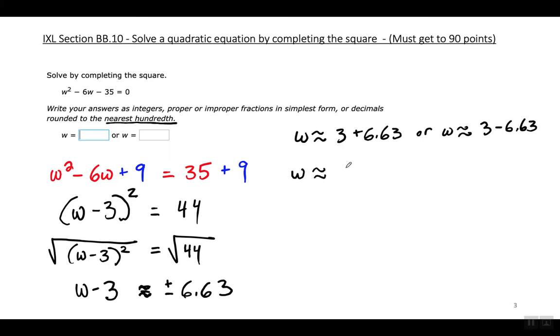My first answer is w is approximately 9.63, because when you add 3 plus 6.63, you get 9.63. And my second answer is if I do 3 minus 6.63, then w will be approximately negative 3.63. So those are my two answers. W is approximately 9.63 or negative 3.63. Alright, let me do another example here.